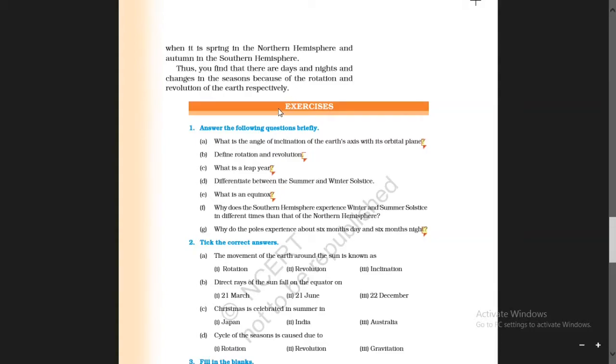Now, let us see these exercise questions. Boys, these exercise questions as well as some extras we have already sent you by making a PDF. Even though, let us recapitulate it, and if you have any doubt, you can clear it.